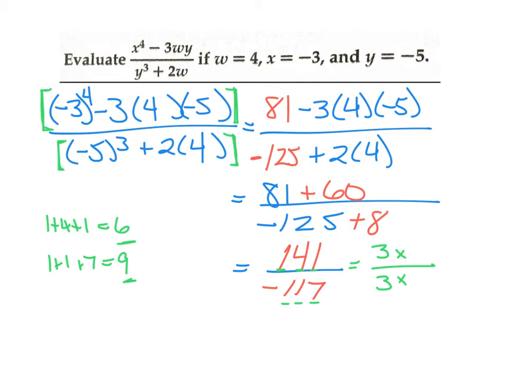We still need to figure out what their other factors are. So 141 divided by 3 would be 47. And negative 117 divided by 3 would be negative 39. So after we cancel those common factors, we get our final simplified fraction to be negative 47 over 39.